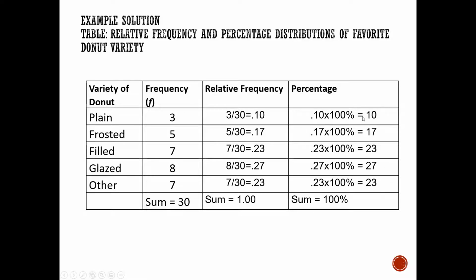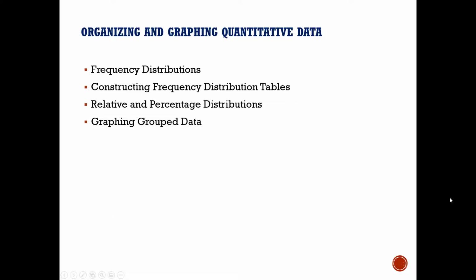Now percentages should have percent signs beside them. You're going to say 0.1 times, and you just have to multiply the relative frequency times 100%, and that gives you the percentages that fit in your percentage distribution.